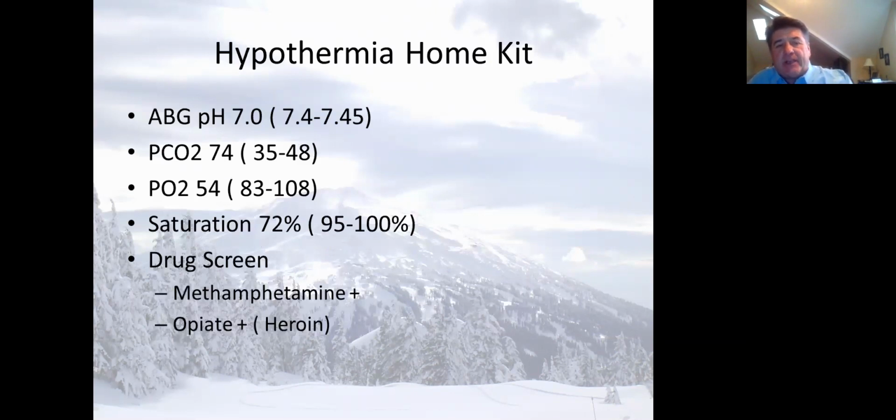His blood pH was 7, which is not unlike any hypothermia victim that I've ever seen. They tend to have a low pH and a falsely elevated PCO2 and falsely elevated PO2. So both of those, the normals are in parentheses, were elevated. His saturation was only reading about 72%. His urine drug screen was positive for methamphetamine and opiate.